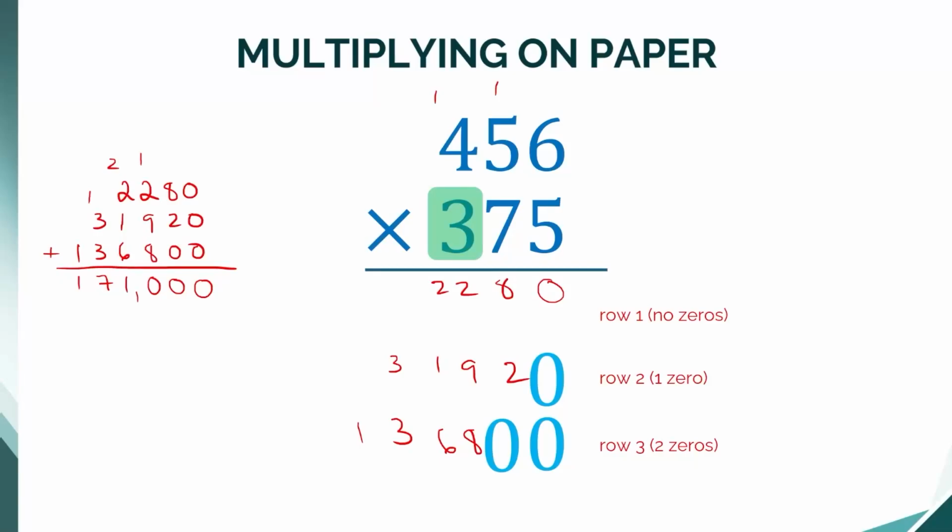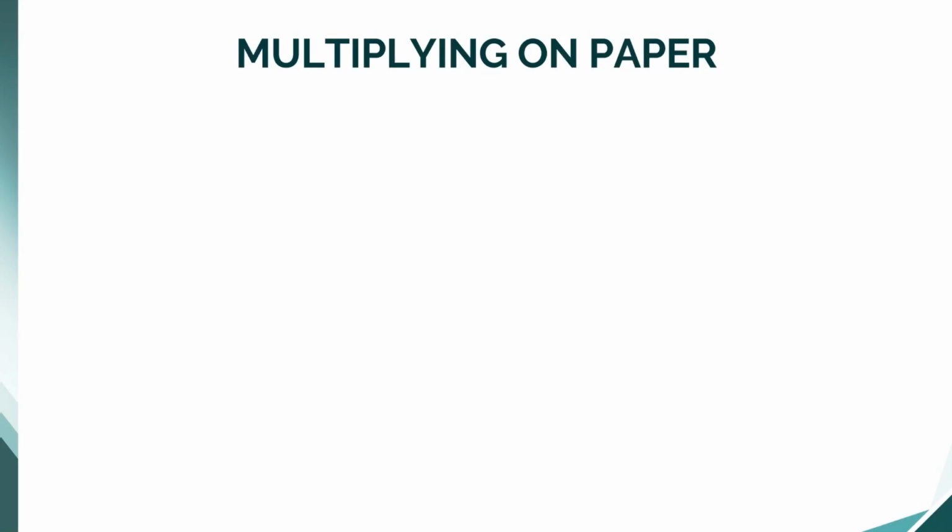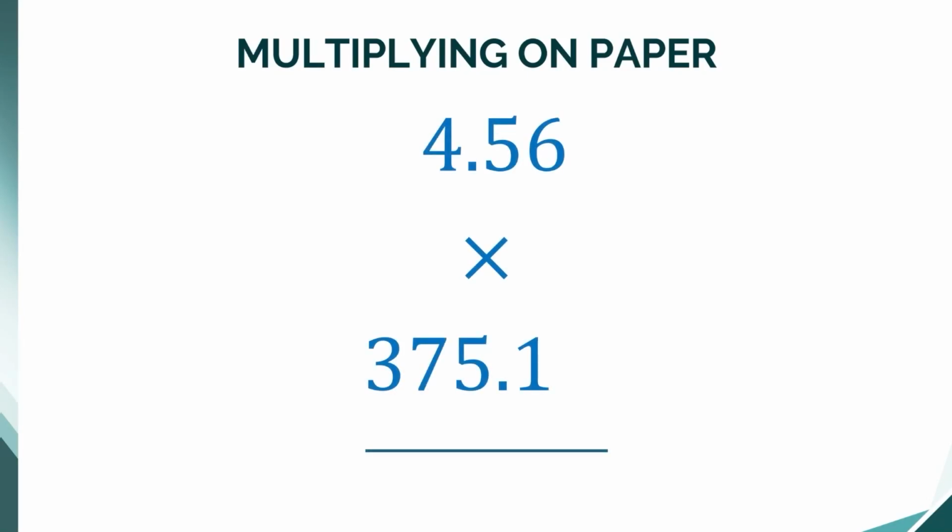We got 456 times 375. Indeed, it does equal 171,000. That's amazing. But that's not it. There's another thing we have to talk about with multiplying on paper, and that's with decimals.